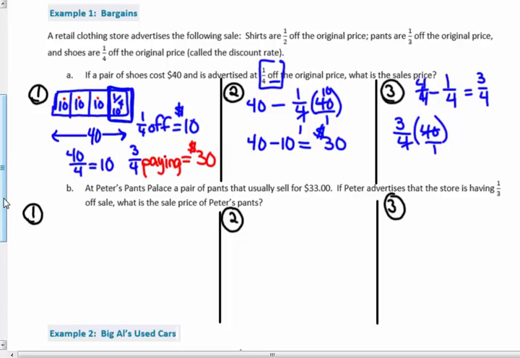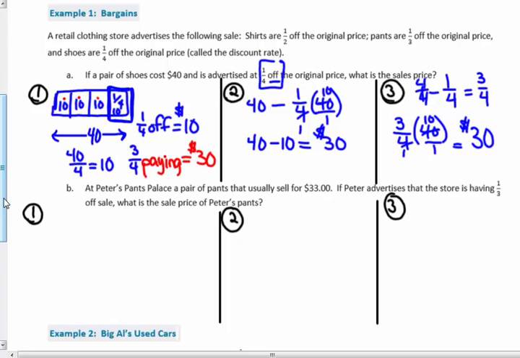I can cross cancel. 4 goes into 40 10 times. And I get 3 times 10. Oh, and I'm going to pay $30. Of course, I'm going to get the same answer all 3 ways of doing this. The difference between method 2 and method 3.